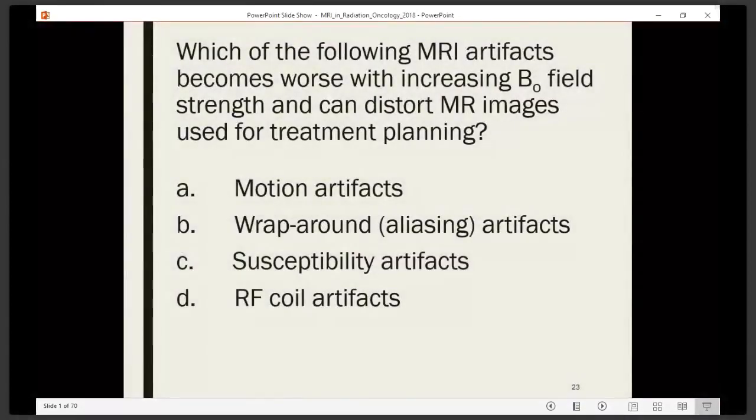So which of the following MRI artifacts becomes worse with increasing B0 field strength that could distort MRI images used for treatment planning? Motion artifacts, wraparound or aliasing artifacts, susceptibility artifacts, or RF coil artifacts? Okay, great. Let's give everyone just a moment to answer this poll question, and then we'll review the answer in a moment.